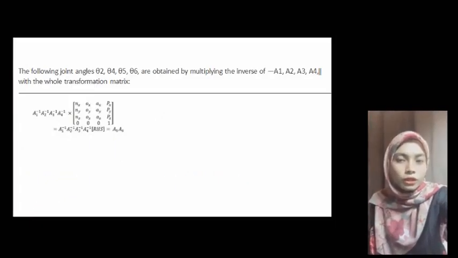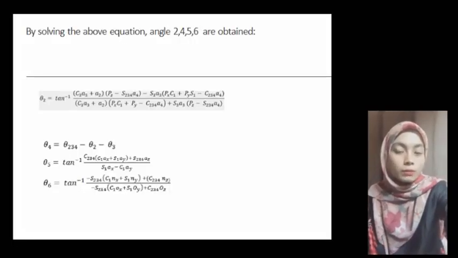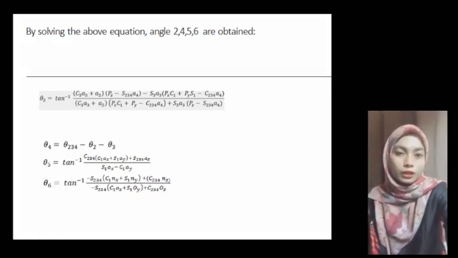The following joint angles theta 2, theta 4, theta 5 and theta 6 are obtained by multiplying the inverse of A1, A2, A3 and A4 with the whole transformation matrix. And last but not least, by solving the above equation, angles 2, 4, 5 and 6 are obtained.